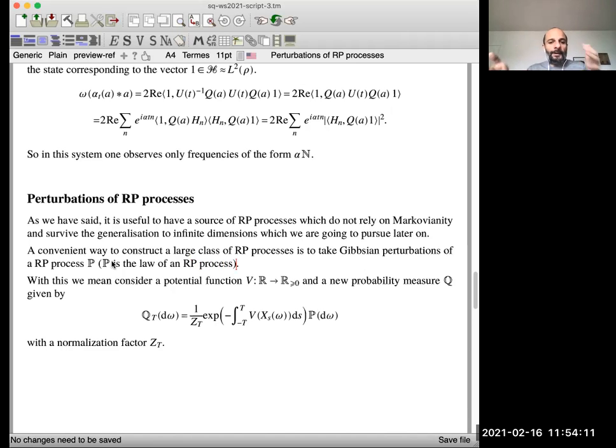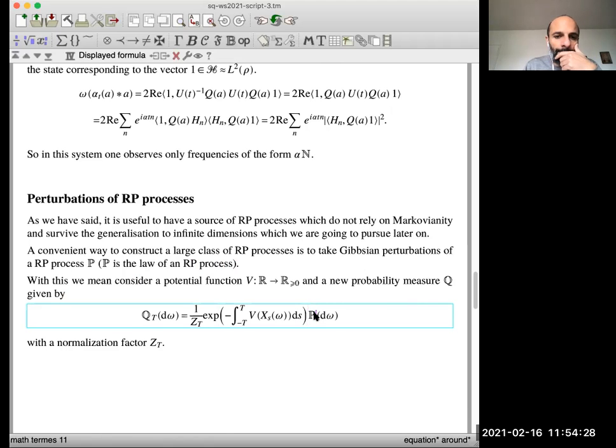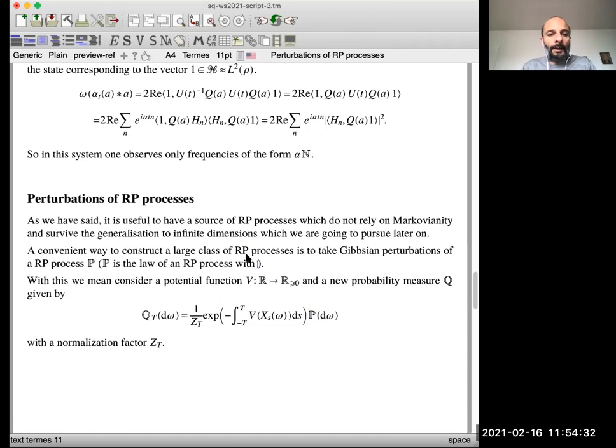I need a process because I need to work on time, so I cannot just take a random variable. There could be other indices, but I don't care. For the moment I just think of a process. Let's take a finite dimensional, even one-dimensional process, and then you have a reflection positive process with X, the canonical process.